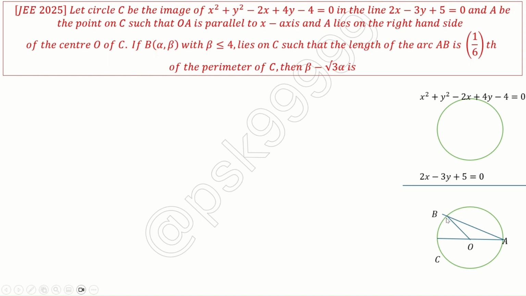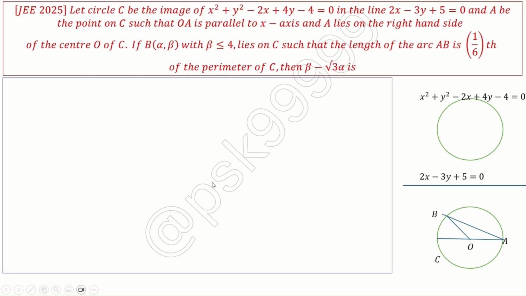If B is any point (alpha, beta) on this circle such that the arc AB is 1/6 of the perimeter, now find beta minus square root of 3 alpha. This is the question. First thing is, let's find the center. The center of this circle is the image of this one, right? That's all you need to find. So this circle is nothing but (x minus 1) whole square plus (y plus 2) whole square equal to 3 square, which means for the mirror image also, you have the center O and the radius will be 3.